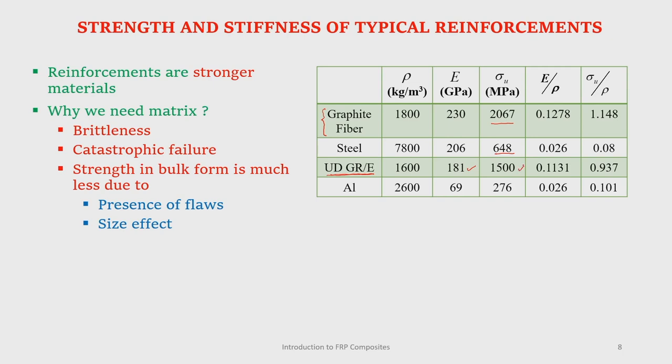Now, the natural question comes: if the reinforcement, like the graphite fiber in this case, is so strong and stiff, then why does it have to be mixed with a matrix? We can use this material in the bulk form, but this is not done because most of these reinforcements in bulk form are not that strong, and they are mostly brittle, leading to catastrophic failure. That means they fail without any warning.